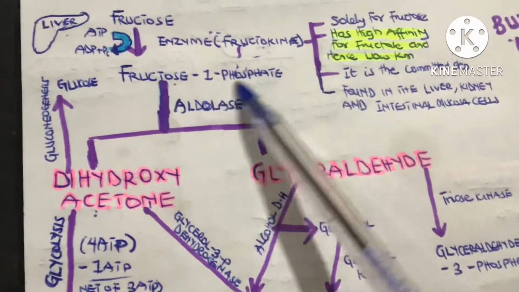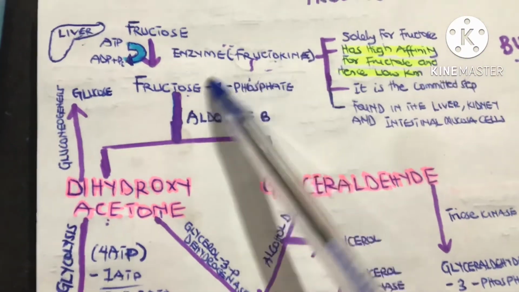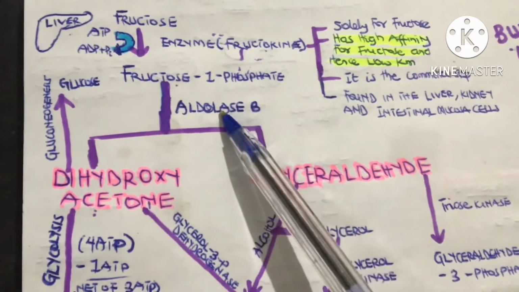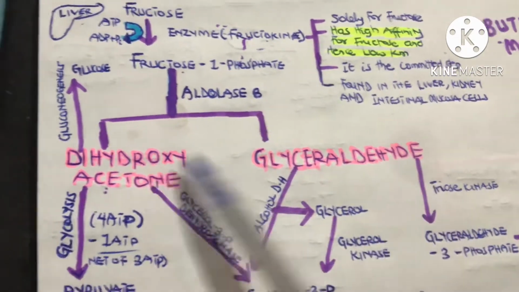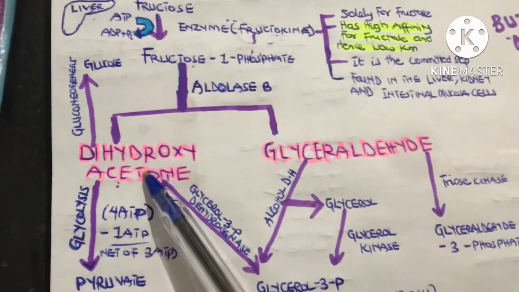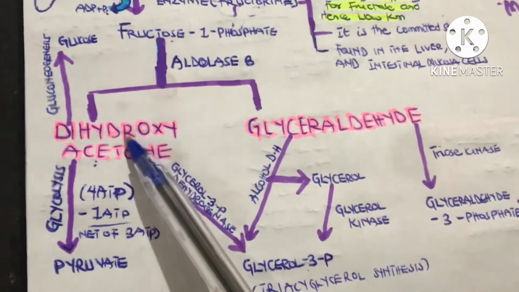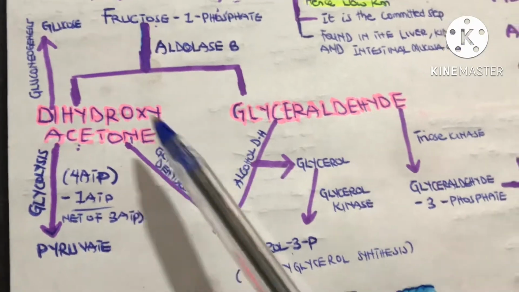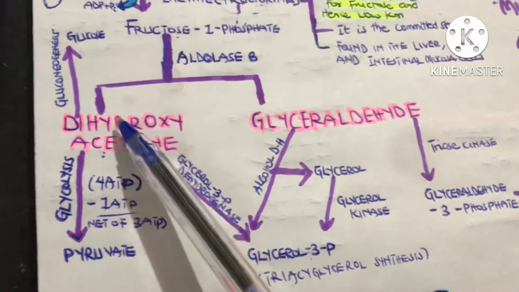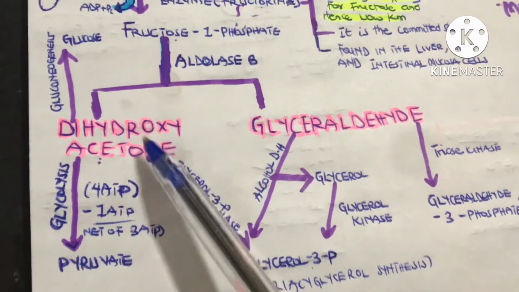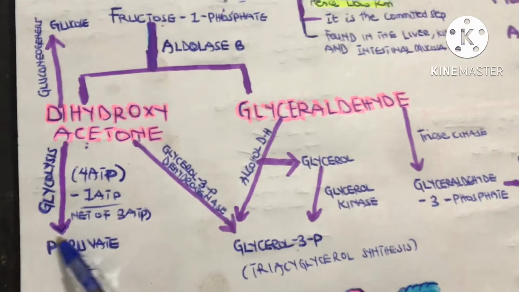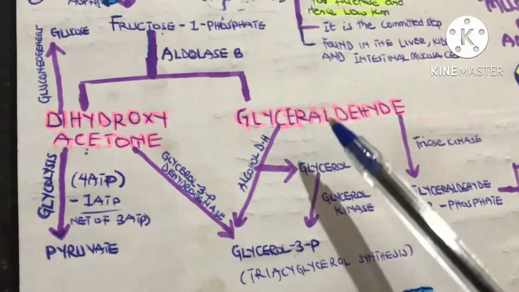After we've gotten this fructose 1-phosphate, by the help of aldolase B, it can be cleaved into these 2, 3 carbon molecules, dihydroxyacetone phosphate and glyceraldehyde. Let's focus on the dihydroxyacetone phosphate. Depending on the body state, this dihydroxyacetone phosphate is a glycolytic intermediate and can be used in glycolysis, to gain energy.